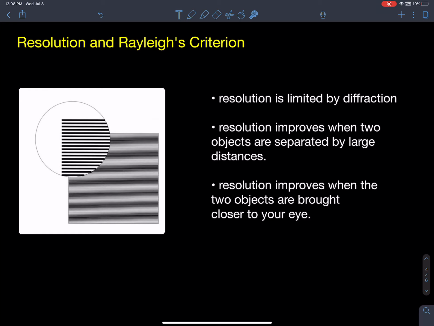So the rule of thumb is that resolution is limited by diffraction. We learned that in the last video. Diffraction causes the spreading and the overlap of the images in our eyes. But we can improve resolution when the two objects are separated by large distances from each other, and we can also improve resolution when we bring those objects closer to our eyes. So Rayleigh's criterion tries to figure out how these two things on the bottom here really cause that.